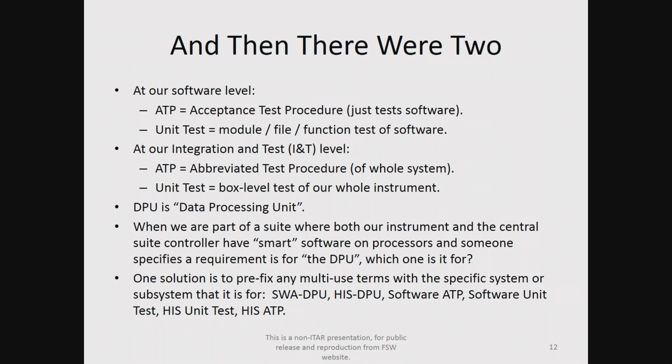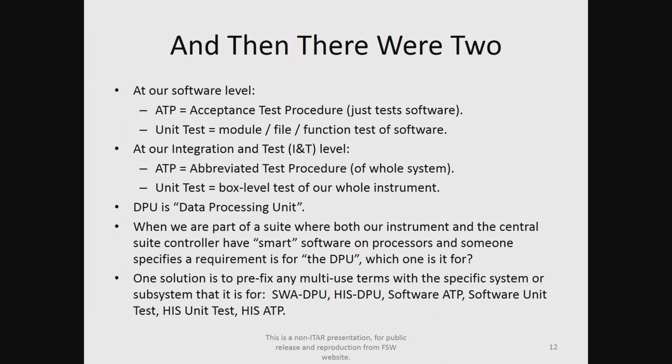So on a lot of my projects, we have acronyms like ATP and unit. At the software level, an ATP is our software acceptance test procedure, which is testing the software, and a unit test is our module level, file level test. At the integration level, ATP is an abbreviated test procedure, which is testing the whole entire instrument, not just the software, and a unit to them is the entire integrated box. So when somebody comes around and says, well, has the ATP been written? Do we have an ATP? Depending on who's asking the question and who's answering the question, maybe we have one, maybe we don't. Maybe we've got a software ATP, but we don't have the box level ATP.